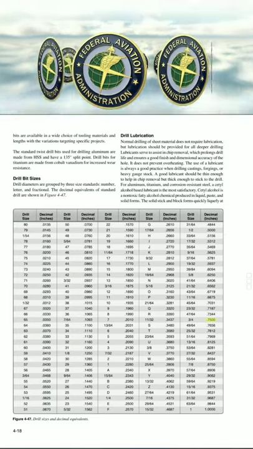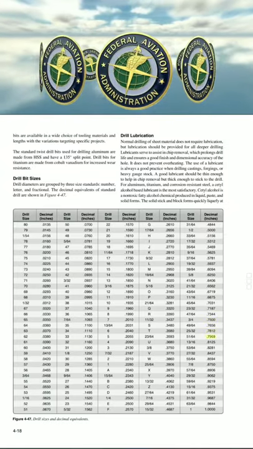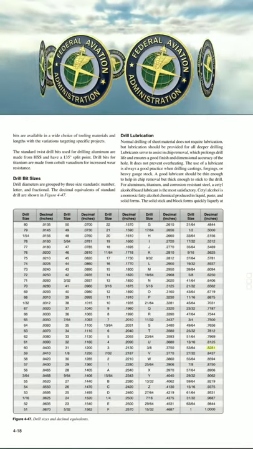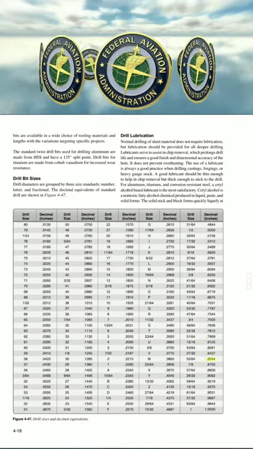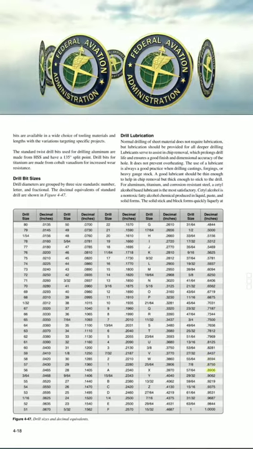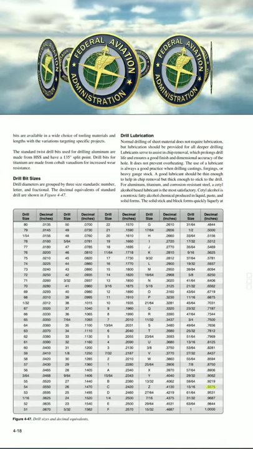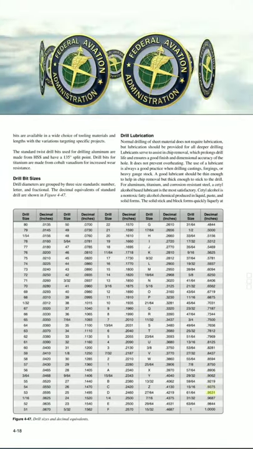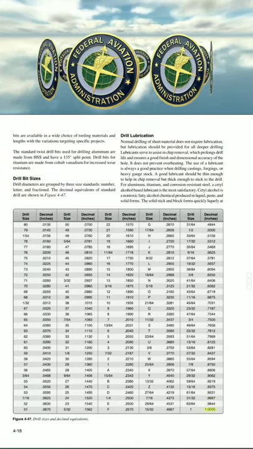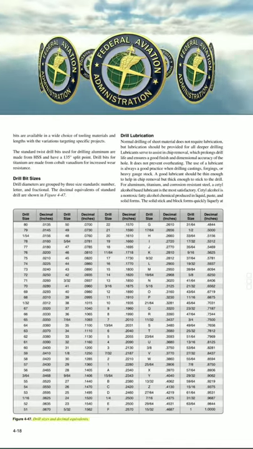0.7344, 0.7500, 0.7656, 0.7812, 0.7969, 0.8125, 0.8281, 0.8437, 0.8594, 0.8750, 0.8906, 0.9062, 0.9219, 0.9375, 0.9531, 0.9687, 0.9844, 1.0000. Figure 4-47. Drill sizes and decimal equivalents.